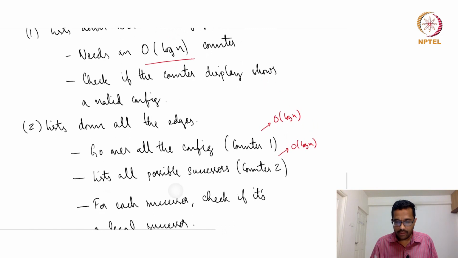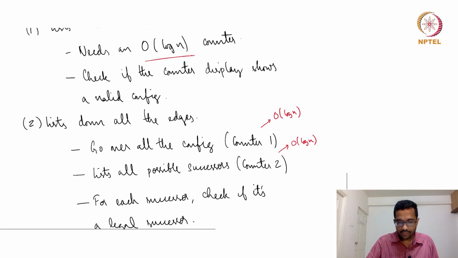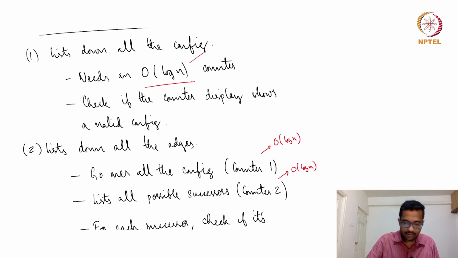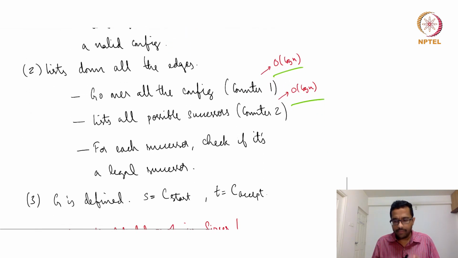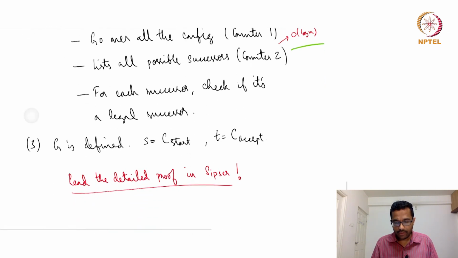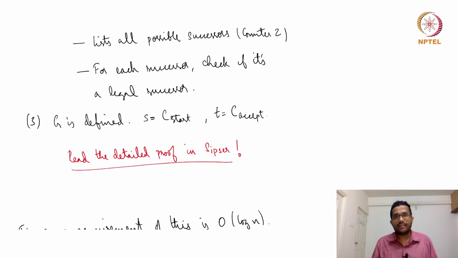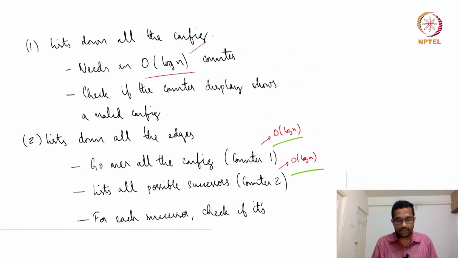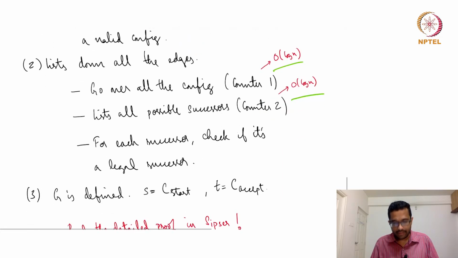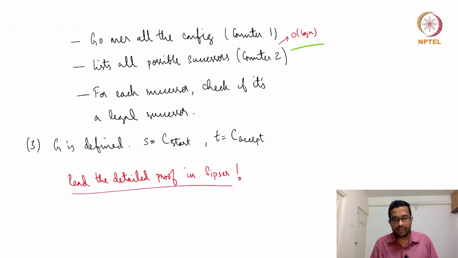So, three counters: an O(log n) counter here, an O(log n) counter here, and an O(log n) counter here, and maybe a bit of extra space to check whether the configuration is a successor, etc. So all that we need is this much for the work tape. So the work tape requires order log n space, right? And it is deterministic. So the reduction happens in order log n space, and we have an equivalent reduction.